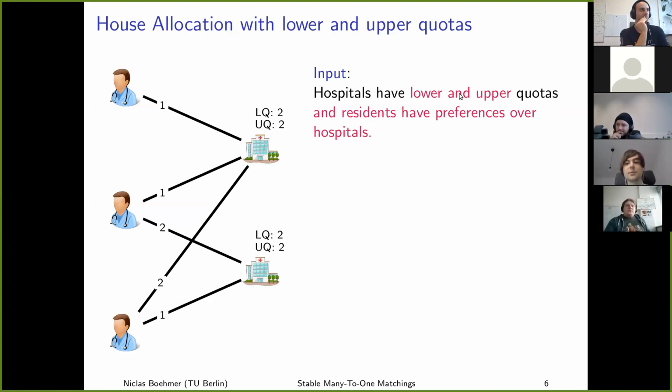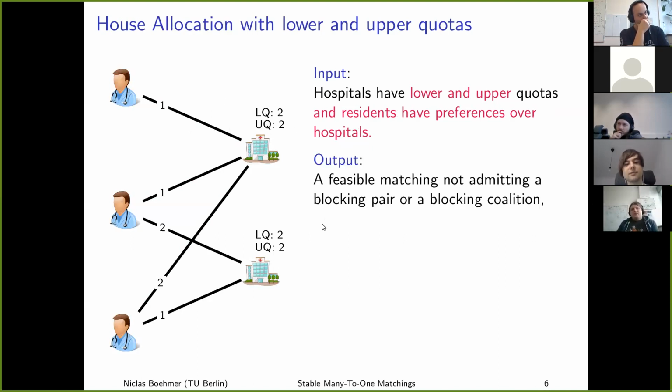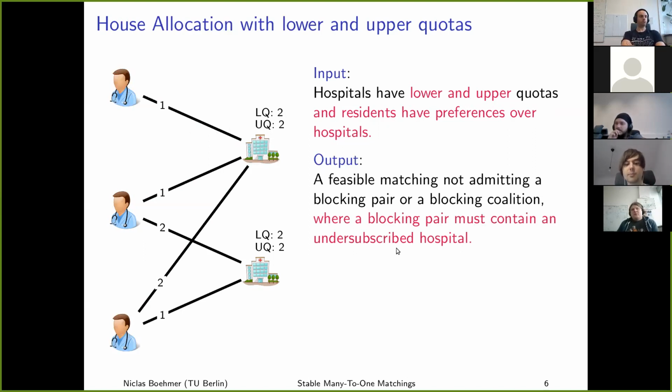Okay, so we assume that we have lower and upper quotas, and that residents have preferences over hospitals. Again, the definitions of feasibility, blocking pair, and blocking coalition remain the same as initially stated. However, note that for a blocking pair, we had two alternatives for a hospital: either the hospital is willing to kick out someone to accommodate the new resident, or the hospital is undersubscribed. Now the hospitals are simply indifferent among all the residents, so they are never willing to kick someone out because they don't care. This means that a blocking pair must now contain an undersubscribed hospital.